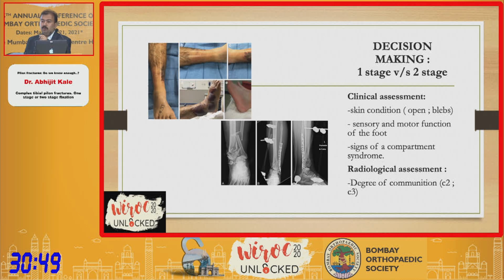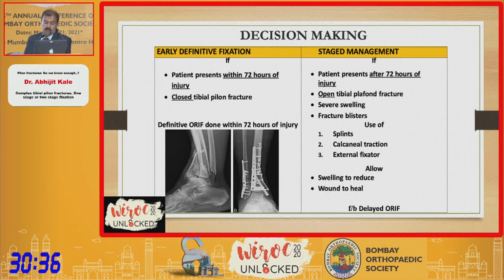The sensory and motor functions of the foot also need to be evaluated, and one needs to keep compartment syndrome in mind, even though it is rare. The higher the degree of comminution, the more that can also help you. Thus, early definitive fixation is preferred if the patient presents within 72 hours and has a closed injury. However, if the patient presents late, or has an open injury, severe swelling, or associated blisters, then one can plan a two-stage.